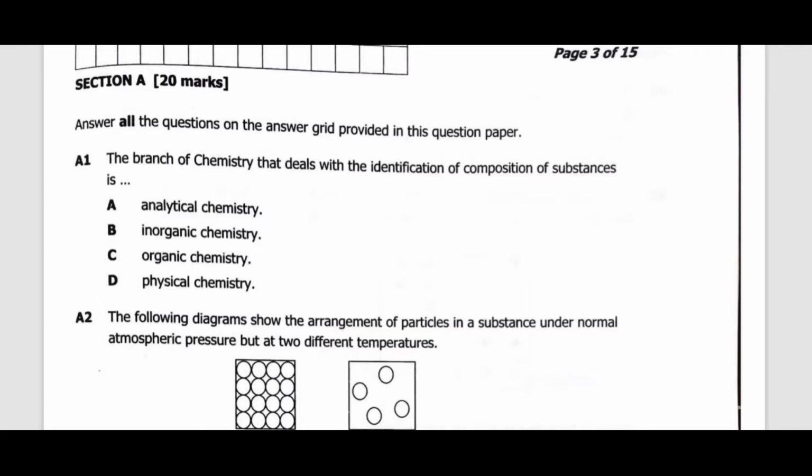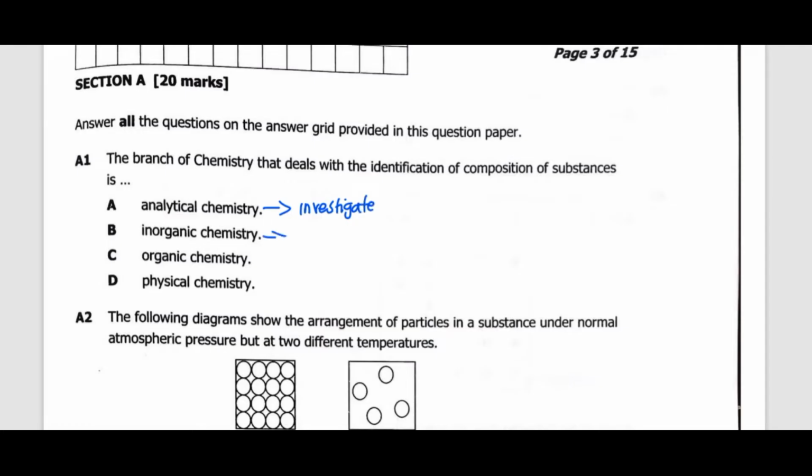Question 1A, the branch of chemistry that deals with the identification of composition of substances is. So here, the key point is we are trying to find the identification of the composition, meaning what the substance has. So here, analytical chemistry investigates what the substance is made of. So this one deals with the investigation of what the substance has.